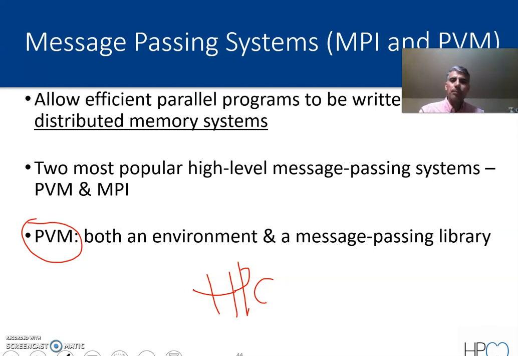As I said, unlike PVM, which is an independent environment, MPI is not. MPI is a library that is added to your programming language. It was originally implemented for C, but nowadays there are variations of it for Java, Python, and other languages. Even in C, there are different implementations of it. One of them is known as MPICH. Another is known as MPICC, and there are many other variations of it.